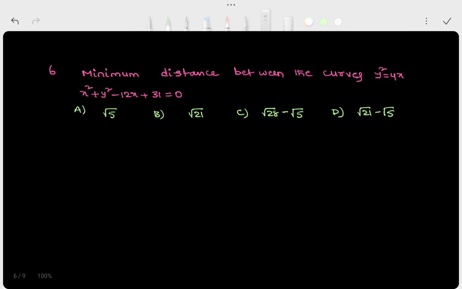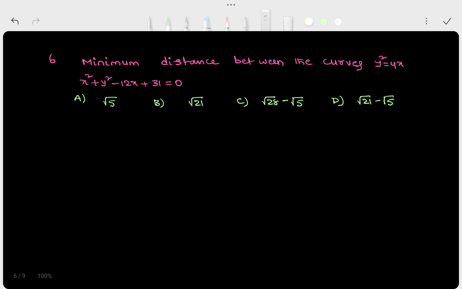That question will be: the minimum distance between the curves y square is equals to 4x and x square plus y square minus 12x plus 31 is equals to 0. See here, do you understand that question? The given equations are: the first equation is y square is equals to 4x, and the other equation is x square plus y square minus 12x plus 31 is equals to 0.